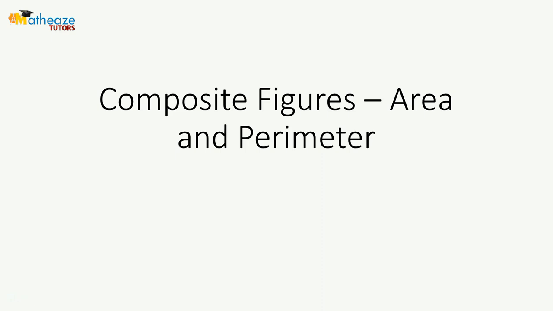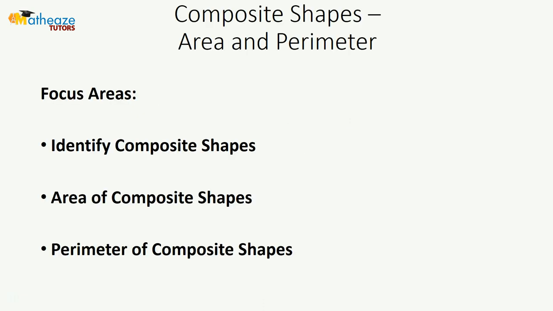In this lecture, we're going to look at composite figures. We're going to look at how to find the area and the perimeter of composite figures. We'll start by identifying composite shapes and then how we look for the area of composite shapes, and then we conclude with perimeter of composite shapes with some examples.